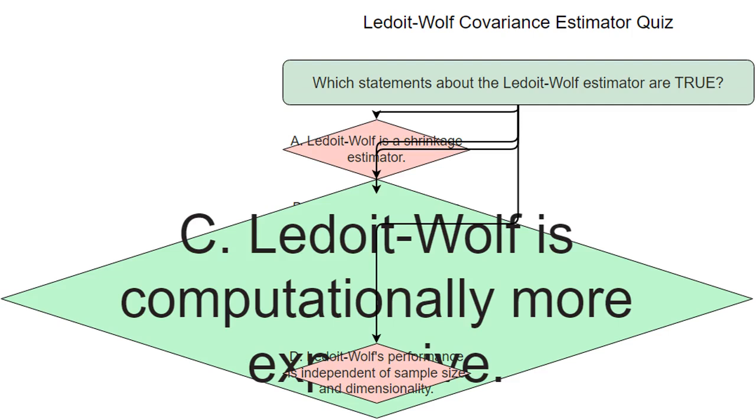You got it, because it's doing extra work, the shrinking part. It takes more computing power than simply calculating the sample covariance. It's a trade-off between accuracy and speed. We accept a bit more computation time for greater reliability.